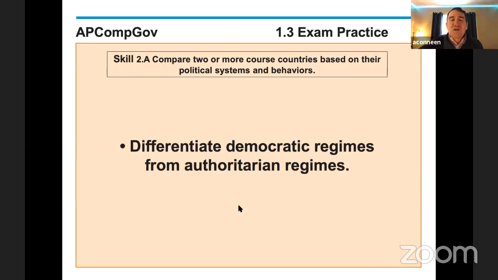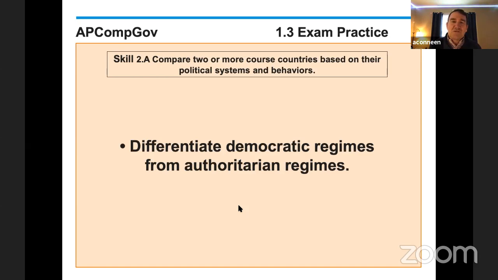And I'm going to leave you with this AP exam practice to differentiate democratic regimes from authoritarian regimes. So tomorrow we're going to get into the difference between democracy and authoritarianism. And I'm telling you, if you're reading your current events, particularly with how countries are responding to COVID-19 and coronavirus, I think you should be reading a lot of international news to see what a lockdown looks like in China, or what a lockdown looks like in Moscow, and how that's different from lockdowns in more democratic countries like the United States, like United Kingdom.